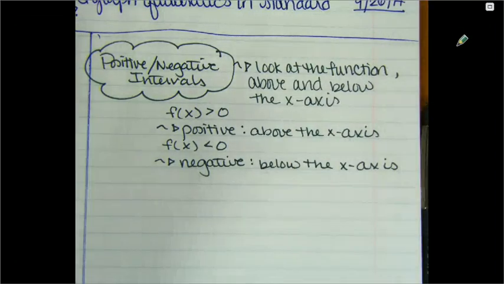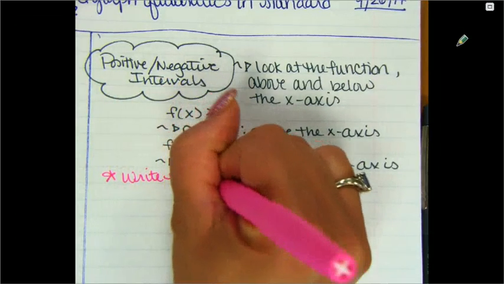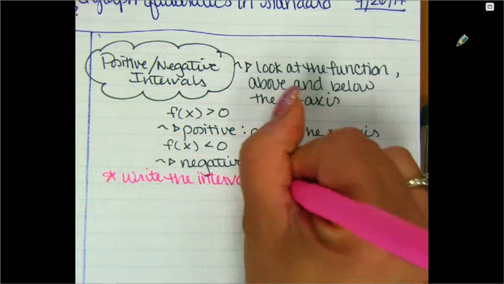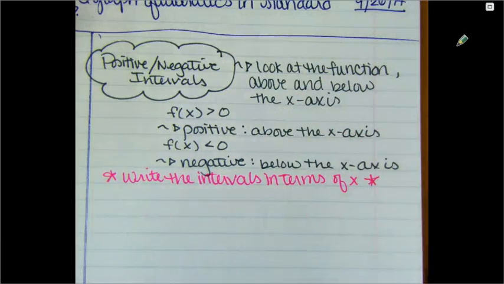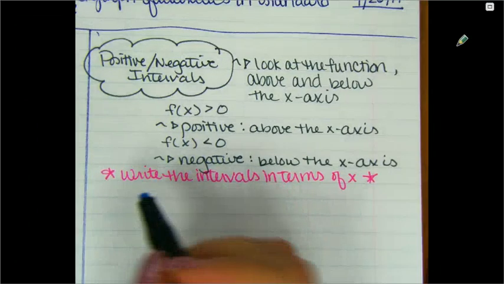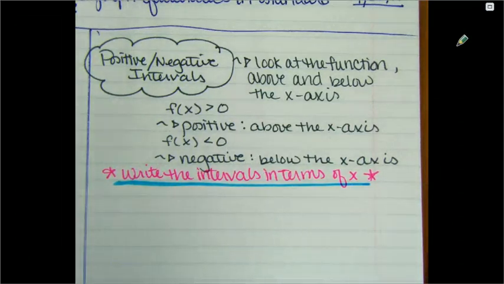The tricky part here is when we write our intervals, we write the intervals in terms of x. The only interval that is written in terms of y is your range. Domain is in terms of x. Positive, negative is in terms of x. Okay? And the next one I'm going to talk about is also in terms of x.